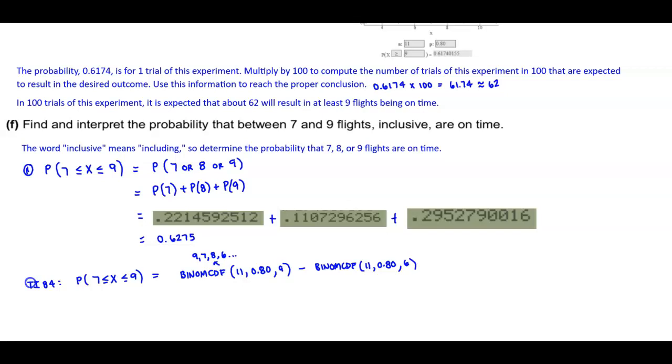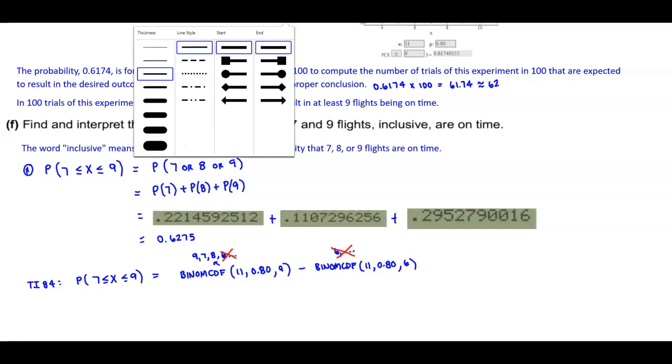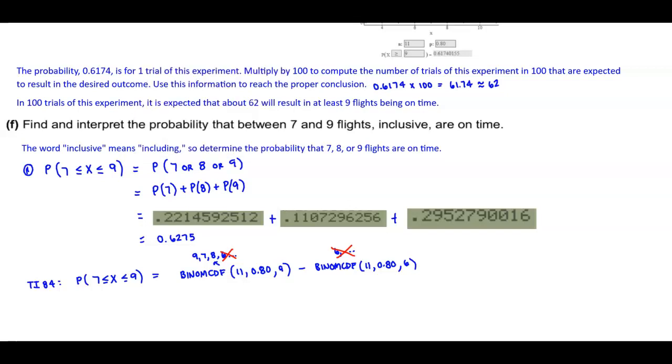Why? Because for the binomial CDF over here, for this one, this is going to represent 9, 8, 7, and then 6 and below. And over here, this is going to represent 6 and below. And what we want to do is subtract that part. So we subtract this part from this result, so that what remains is 9, 7, and 8, and it's going to give us that answer. Okay, so that just gives you an explanation as to why.